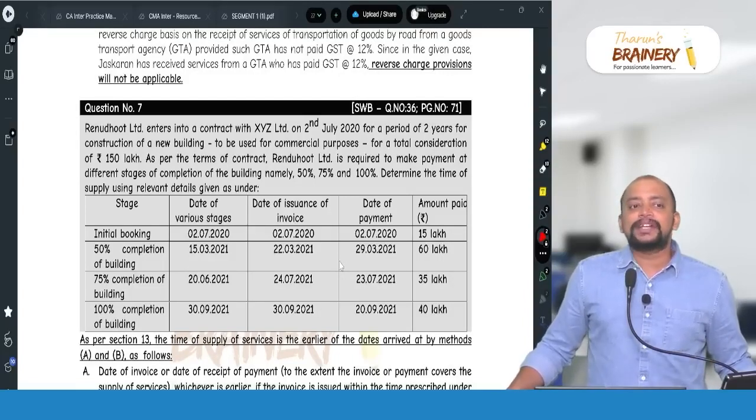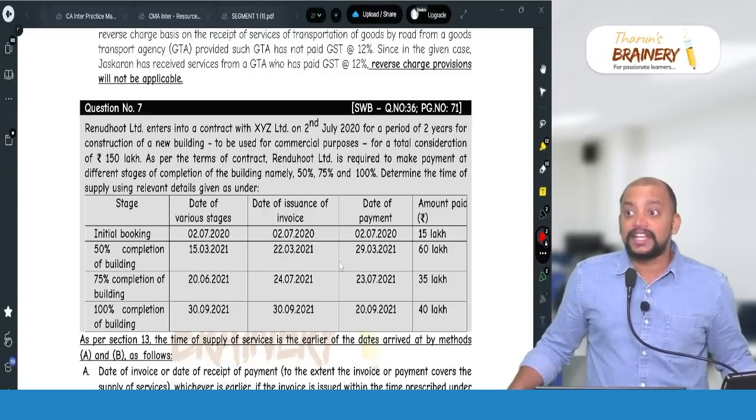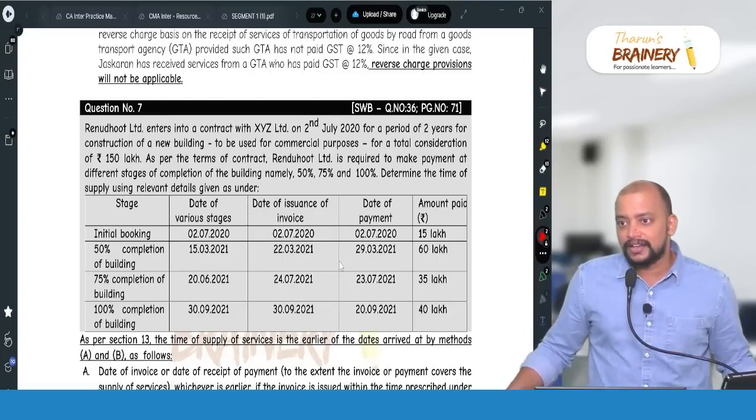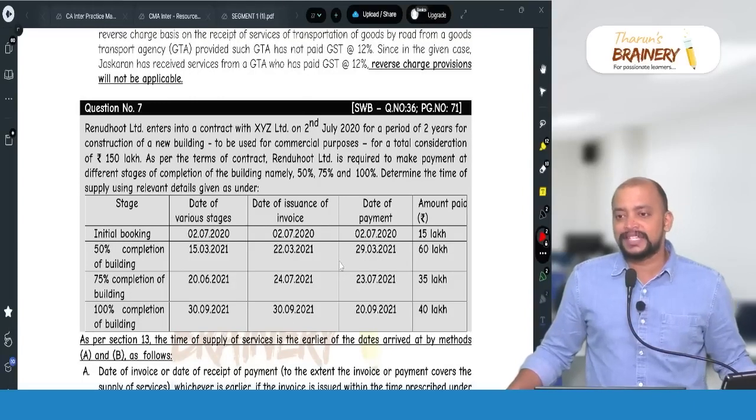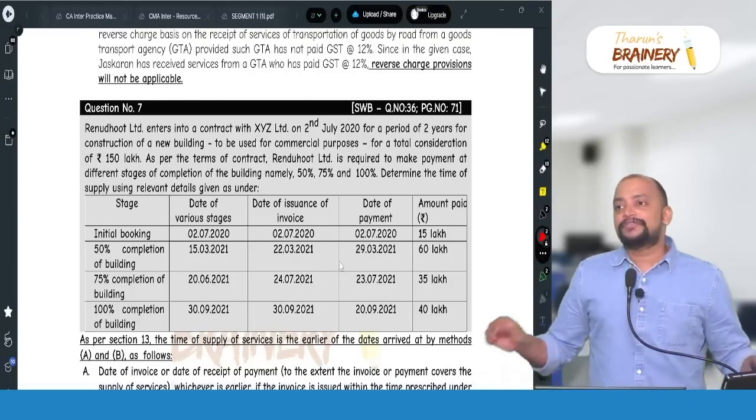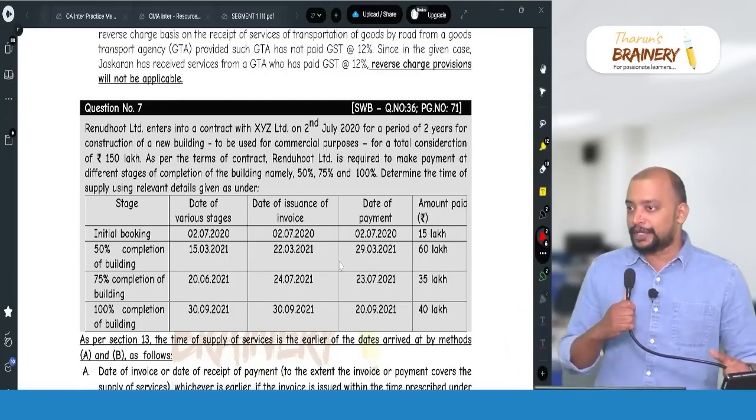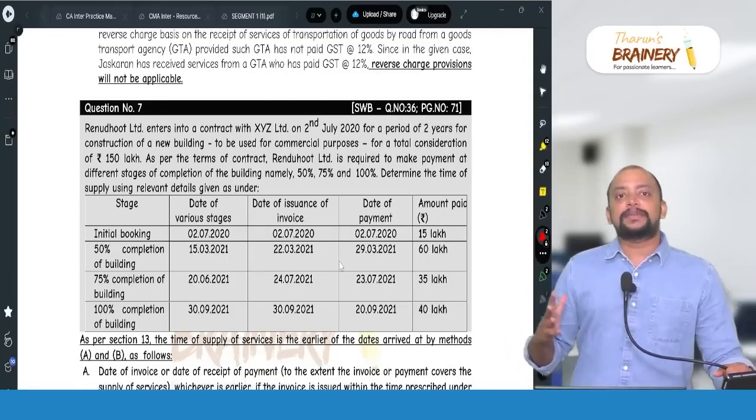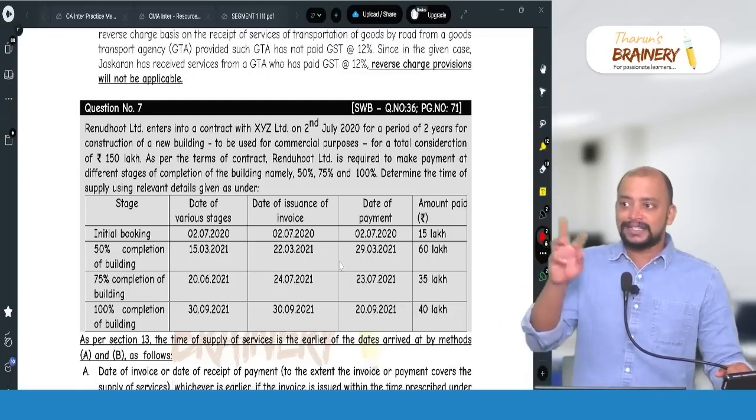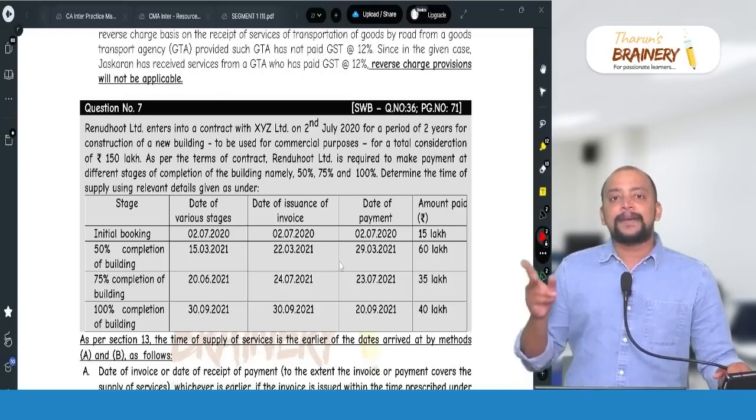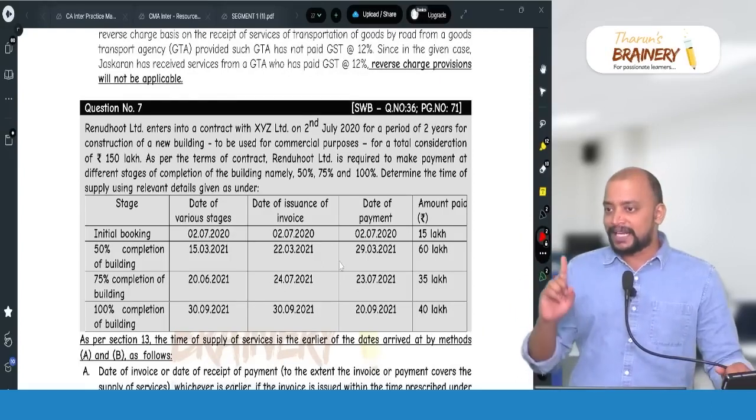If due date of payment is ascertainable from the contract, as per section 31 of the CGST Act, subsection 5, continuous supply of services. If due date of installment is ascertainable from the contract, the due date of installment is the due date of invoice. If due date of installment is not ascertainable, but the payment is linked to completion of an event, the date of completion of that event, in the absence of that information, the date on which payment is received.